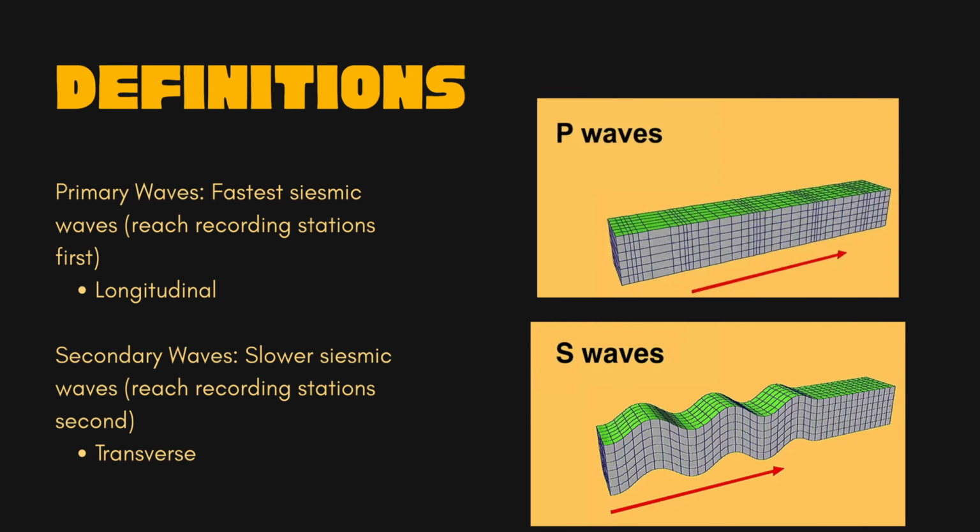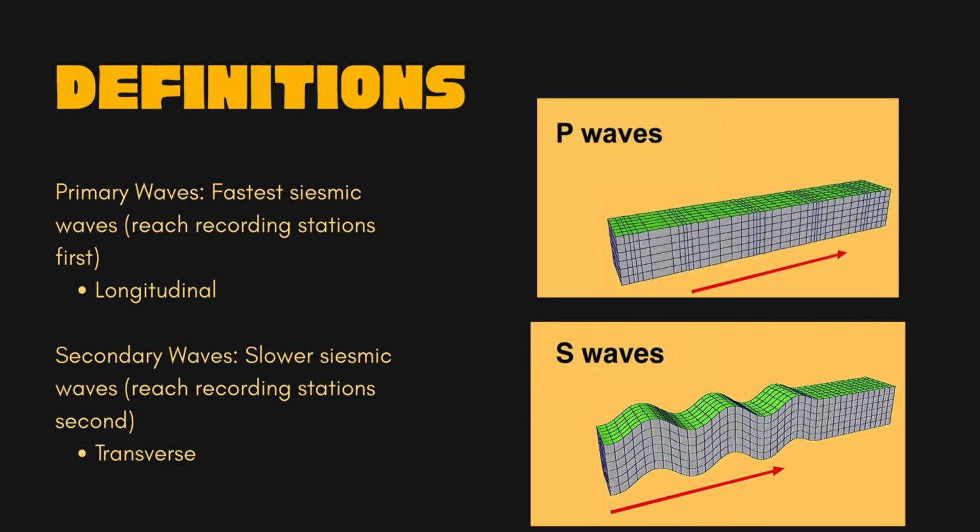The definitions of P and S waves. P waves are primary waves. They are the fastest seismic waves, and they reach recording stations first. Recording stations are places all around the world that record when they feel earthquakes and are in communication with all the other stations to figure out where earthquakes come from, which I will be getting into later.